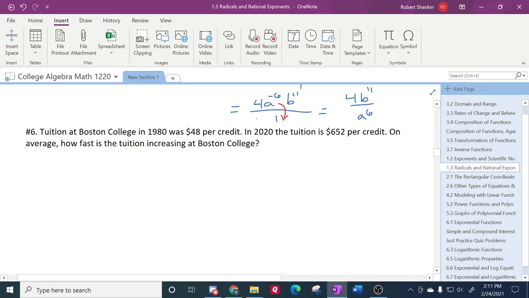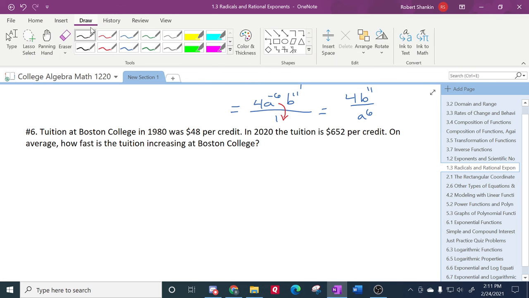All right, when it asks how fast is something increasing or decreasing, it's really asking for the slope. And this part, on average, means that we're going to take it to be a straight line, and straight lines have slope.